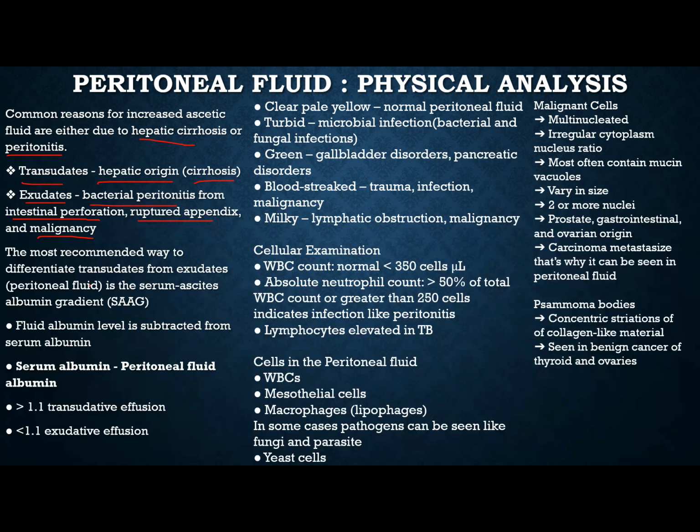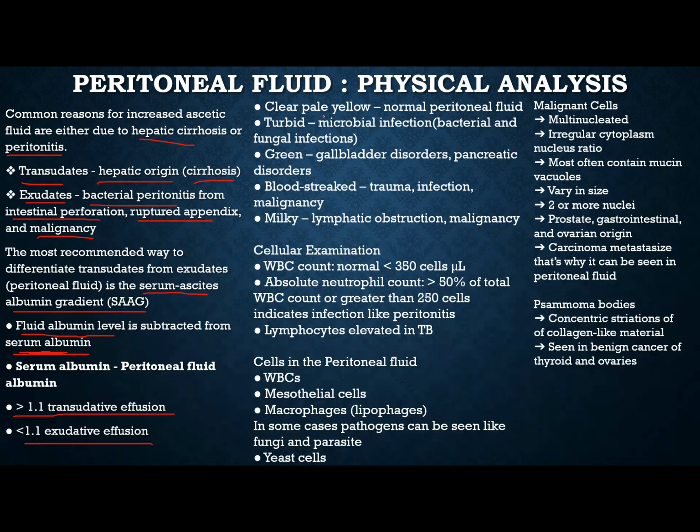So the most recommended way to differentiate transudate from exudate, class, in peritoneal fluid is the serum ascites albumin gradient, or yung SAAG nyo. So what you would do here, class, is you would get the fluid albumin, your peritoneal fluid albumin, and subtract it from serum albumin. So serum albumin minus peritoneal fluid albumin. If it's greater than 1.1, it's a transudate. If it's less than 1.1, it's an exudate.